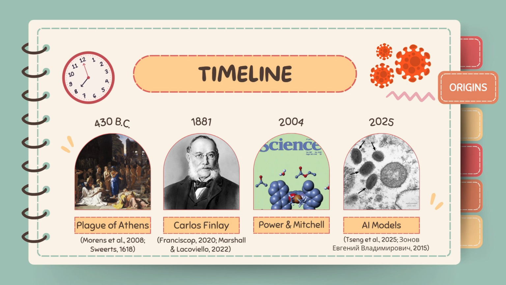The Plague of Athens in 430 BC is one of the earliest documented cases of pathogen spillover. The exact pathogen of the disease is currently unknown. However, descriptions of the event point to a zoonotic disease, such as typhus or anthrax.